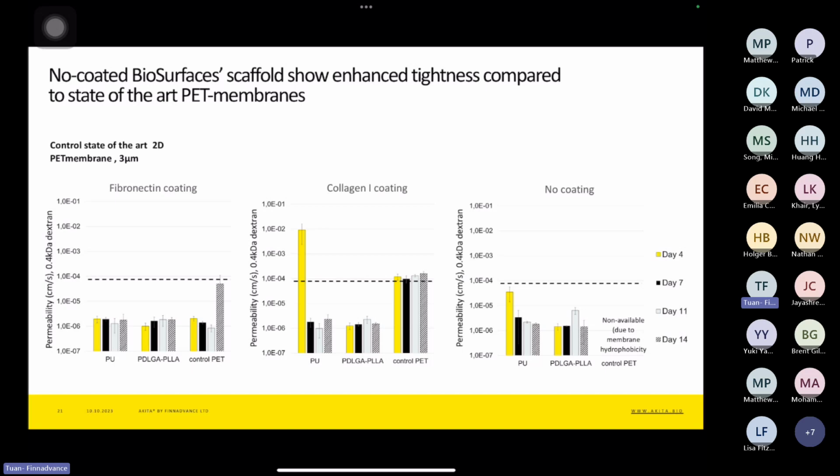And so with different coating conditions, you can already see that the Biospan membrane results in very consistent permeability levels. For the PET membrane, already at day 14, you can see a huge spike in the permeability level, and it starts to be quite leaky. Especially when you look at the collagen 1 coating condition, the PET membrane does not perform well at all.